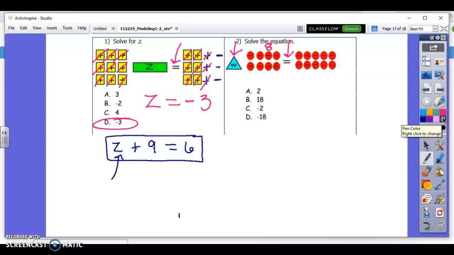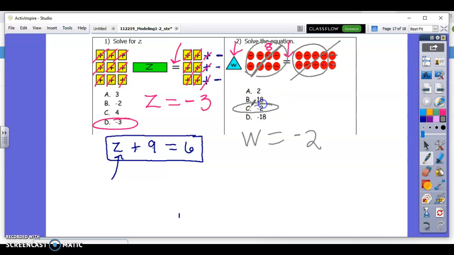So all I'm going to do is get rid of these 8, and I have to take 8 from this side. So there's 1, 2, 3, 4, 5, 6, 7, 8. If I get rid of those, what I'm left with is W equals 1, 2. But that has a negative, so that's negative 2. So the answer is C.